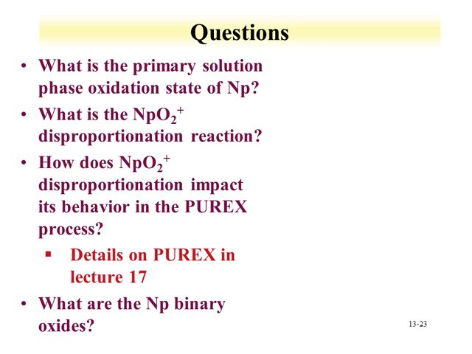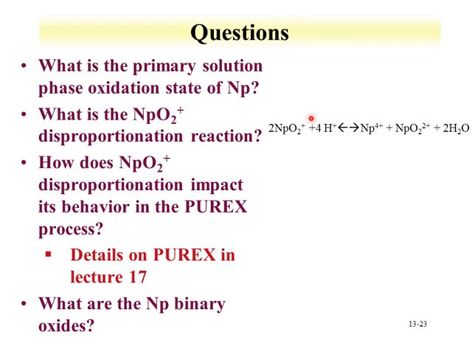Some of the questions you should be able to answer based on this lecture are listed here. What's the primary solution phase oxidation state of neptunium? Neptunium is pentavalent, +5, but that compound is the dioxide neptunyl, as shown here. What is the neptunyl disproportionation reaction of the neptunium-5? Well, neptunium-5 with acid goes to neptunium-4 plus neptunium-6.